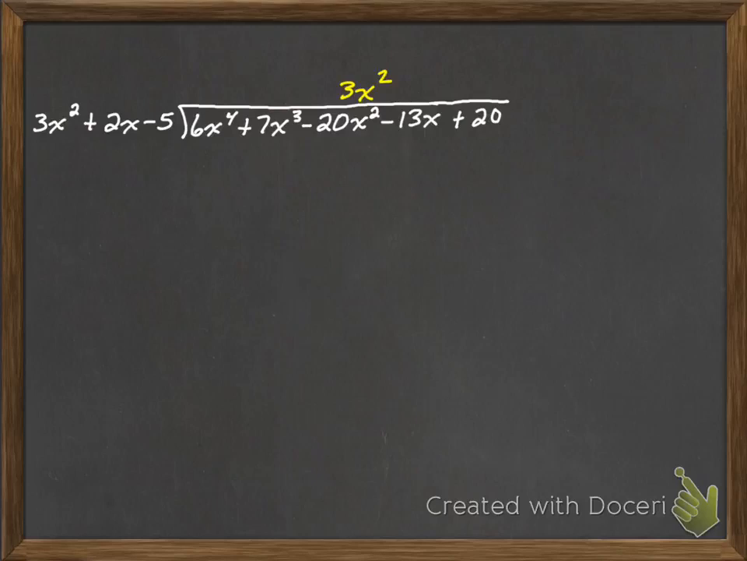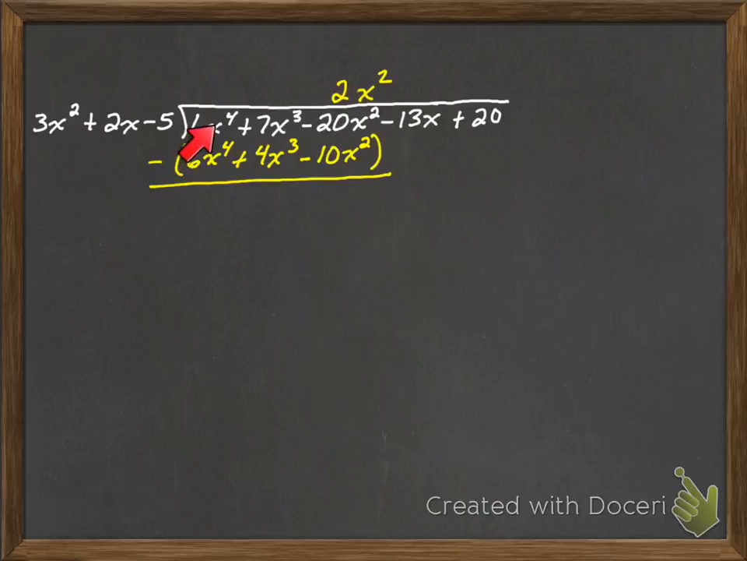All right, so now the 3x squared gets multiplied by all 3 terms. So, I'm sorry, not a 3x squared. That would be a 2x squared. 3x squared times 2x squared gives us 6x to the fourth. 2x squared times 2x is 4x cubed. And then 2x squared times negative 5 would be a minus 10x squared. Put our parentheses around all this, subtract.